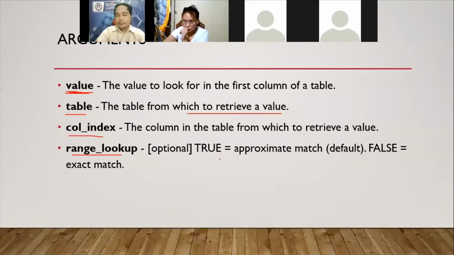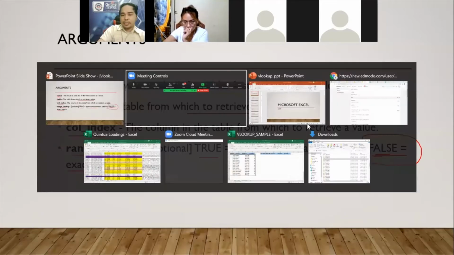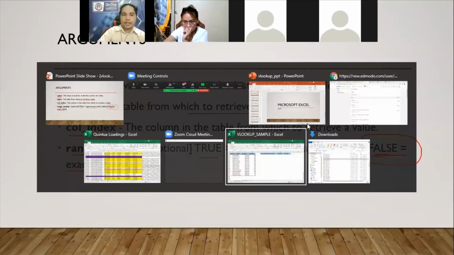And then last one is range lookup. So it's either true or false. Kapag true yung ginamit, it means you're going to look for approximate match. Alam niyo naman pag approximate, di ba? Not exact. Pero kapag false, so yung exact match naman. So that's why most of the time, ito yung ginagamit ko, yung false na value. Okay? So let's try that using the VLOOKUP function in an Excel file.